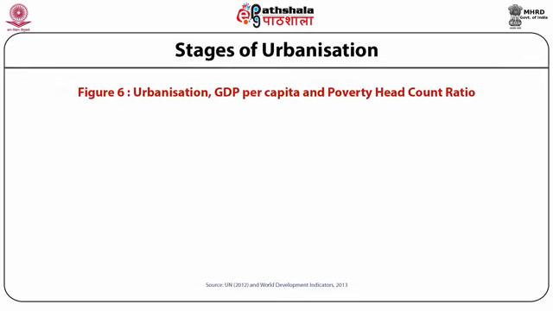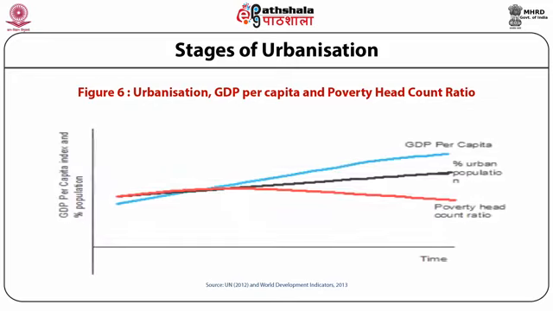Since an increase in urban population is associated with a rise in per capita income, naturally we can expect a fall in poverty. Figure 6 shows that as the rate of urbanization increases, the poverty ratios show declining trends after an initial increase. The relation between urbanization and income across countries is striking.